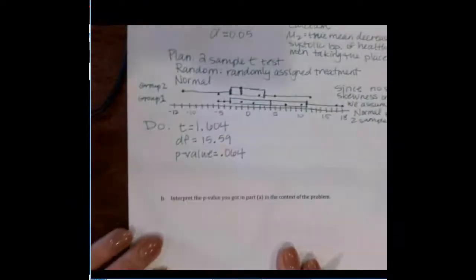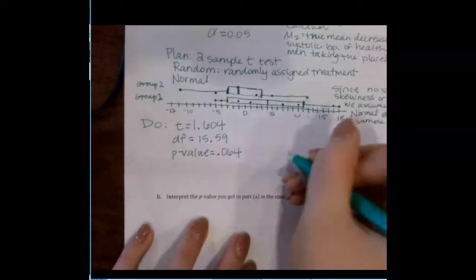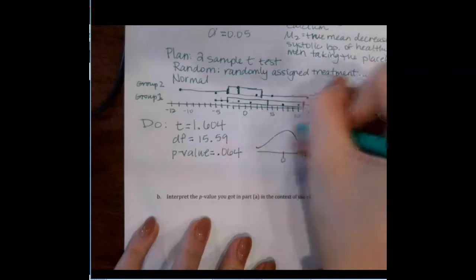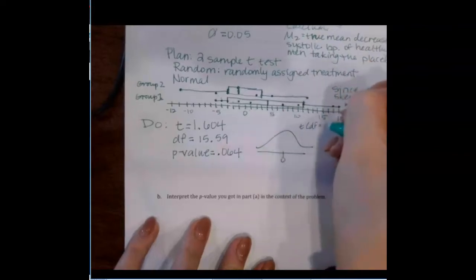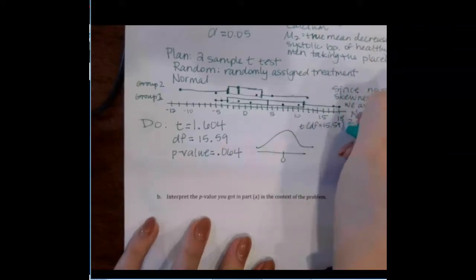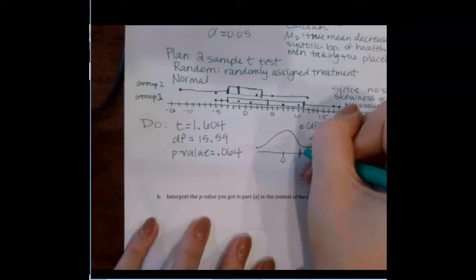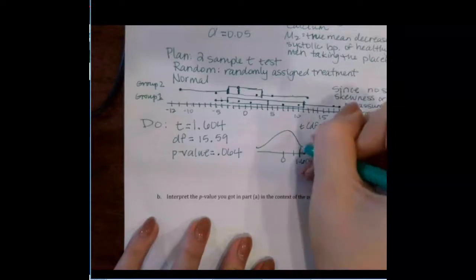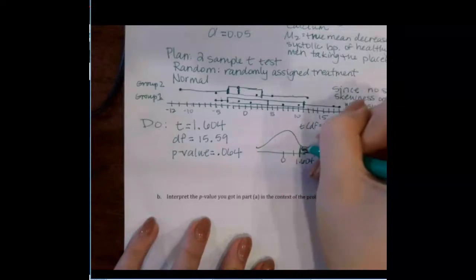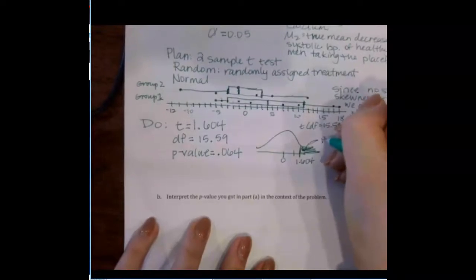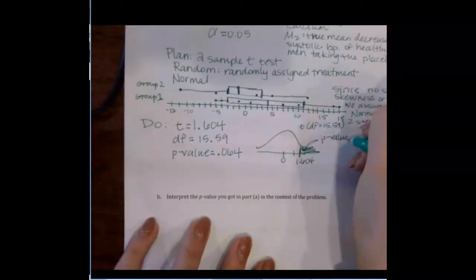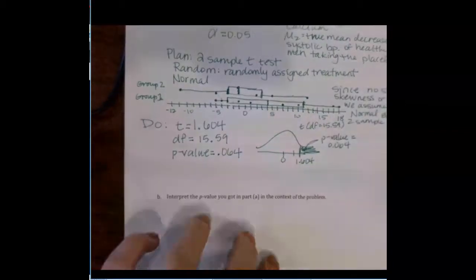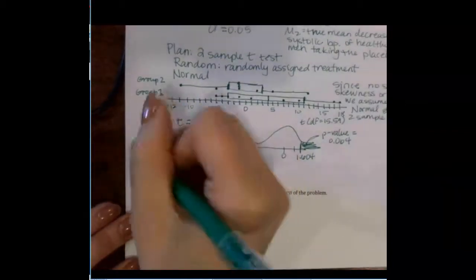Okay, so now that we have this information here, we need to draw out our curve. Okay, it's a t-curve, degrees of freedom equal to 15.59. Our value that we were dealing with is 1.604. We're going to shade above. You want to label your p-value equal to 0.064. Alright, so now we're ready to conclude.